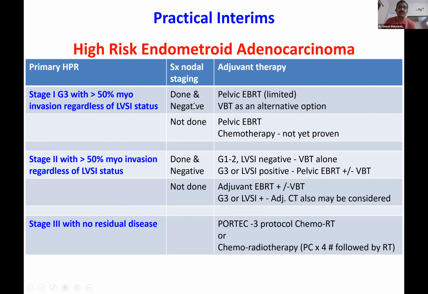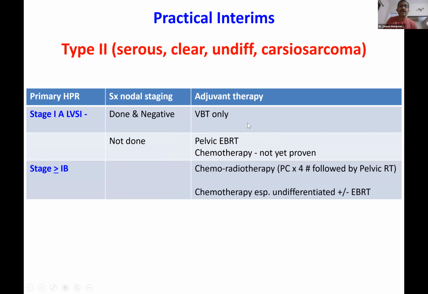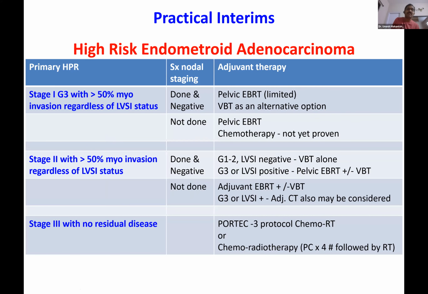If it is done and negative, we usually try to offer them pelvic EBRT with limited portals so that the toxicities of pelvic EBRT are minimum. If you feel that the surgery is adequate and an adequate number of nodes have been sampled, then there is an option of vaginal brachytherapy alone. If the pelvic dissection is not done, then these patients would definitely require pelvic external beam. And in this group of high risk, chemotherapy is not yet proven in the randomized trials.